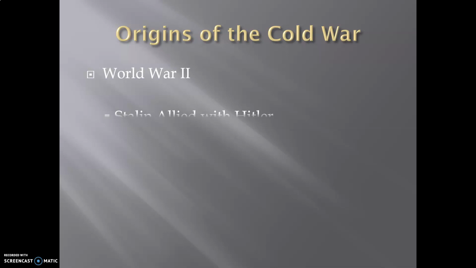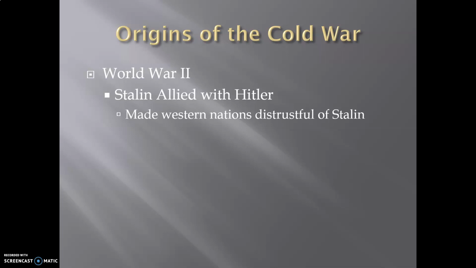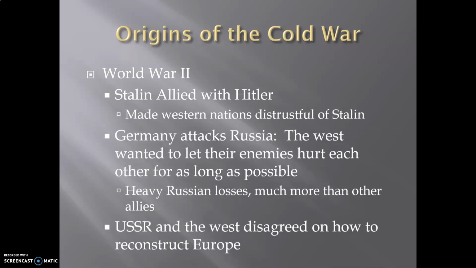Okay. Then we have World War II. At first Stalin allies with Hitler, then he switches sides, and that made Western nations distrustful of Stalin. Again, Hitler was the sworn enemy of freedom, of democracy, and Stalin made a deal with him, which essentially allowed Hitler to start World War II. Had Stalin not made this deal, I do think there would have been a very different outcome, or at least a very different course of action in World War II. And so that made the Western nations very distrustful of Stalin.